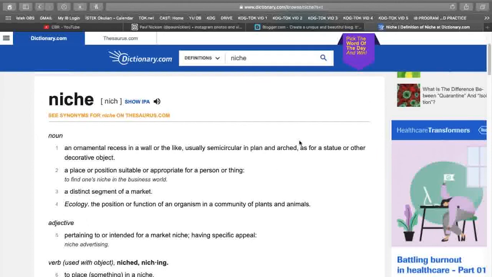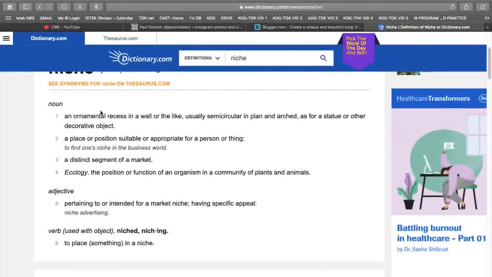So you can listen to the pronunciation of the word, and again, when you're looking up a word on an online dictionary, just like in a regular dictionary, make sure that it's the meaning that you want. Here we have 4 different meanings for a noun, an adjective, and a verb, and what we want is something akin to either number 3 here, a distinct segment of a market, or even number 5, pertaining to or intended for a market niche, having specific appeal. The others may not be suitable to what we're looking for. So always double check which definition fits best.